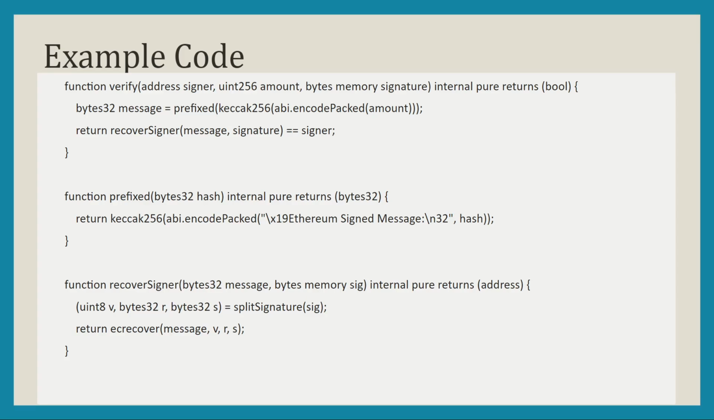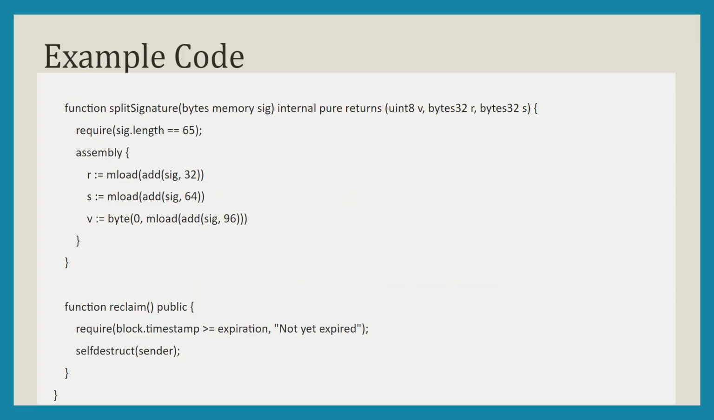Okay, next you have your prefixed function. This function prefixes the hash to conform to the Ethereum signed message format, which helps in verifying the message was signed by the intended signer. Next is your recover signer function. This splits the signature into V, R, and S to recover the address from the message and signature content. Finally, you have the split signature function. As I mentioned, this function splits the signature into V, R, and S components using inline assembly. So we are using inline assembly here.